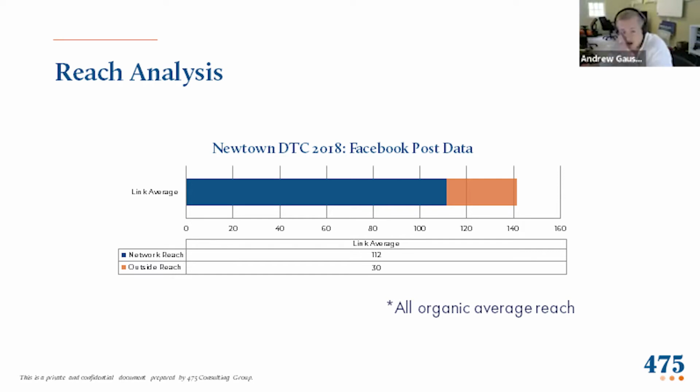And the blue bar is how many people in their network they reach, AKA how many people who already liked their channel saw that piece of content. And then the orange bar is outside reach. That's how many additional people, outside of the people who like the page, that post was pushed to based upon their friends and local neighbors engaging with it. And again, these are going to be averages of the different types of posts.